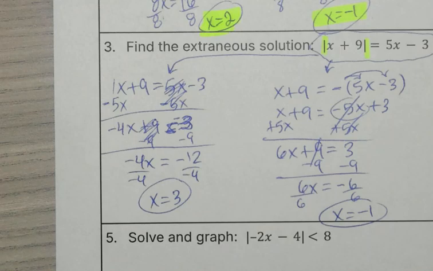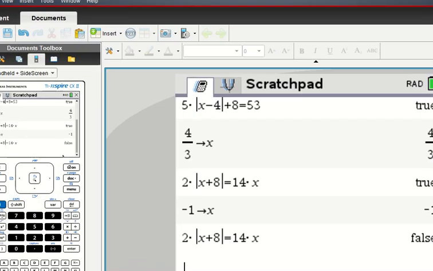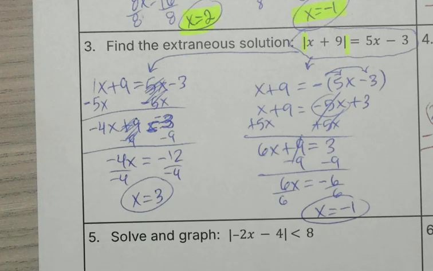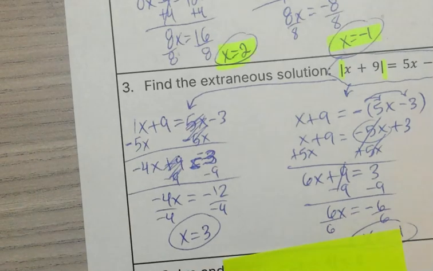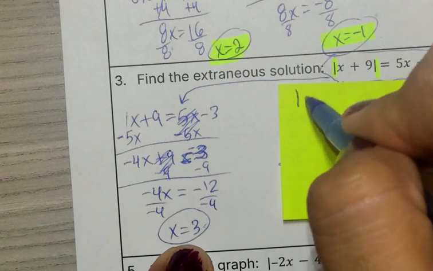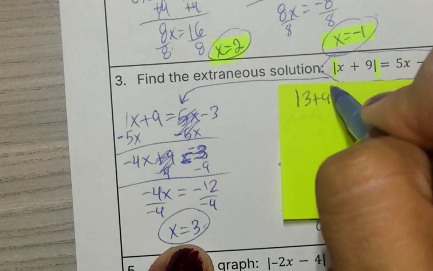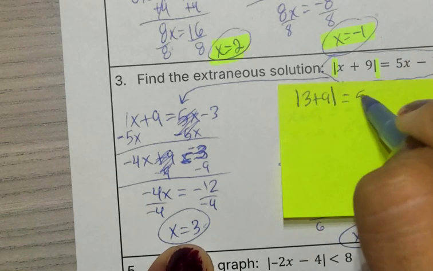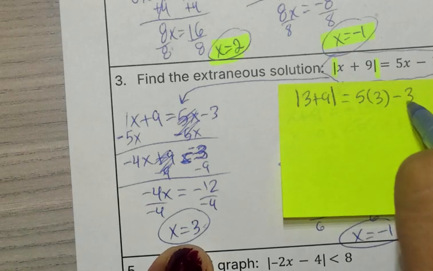If we do this in the calculator, you will just store a value in for x and then type the equation. But I also want to show you how to do this by hand. So I'm just going to have here as an example the original equation, x plus 9. So we're going to substitute the 3 in there. So absolute value of 3 plus 9 equals 5 times 3 minus 3.